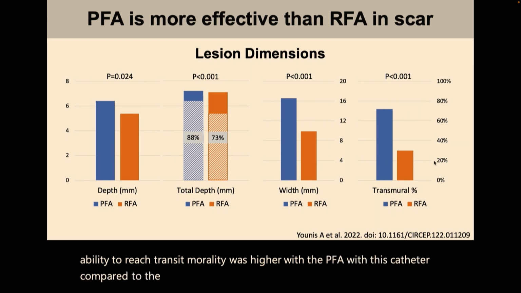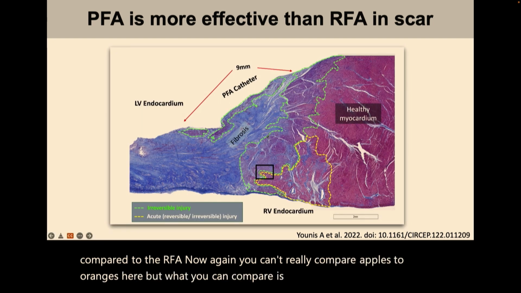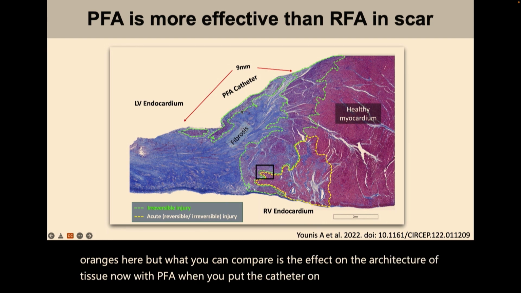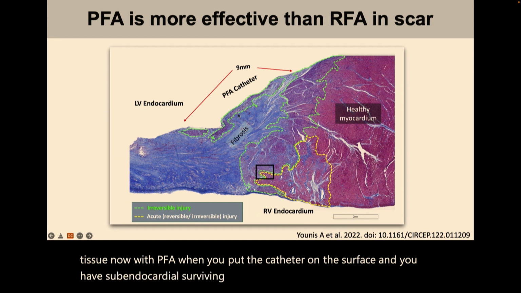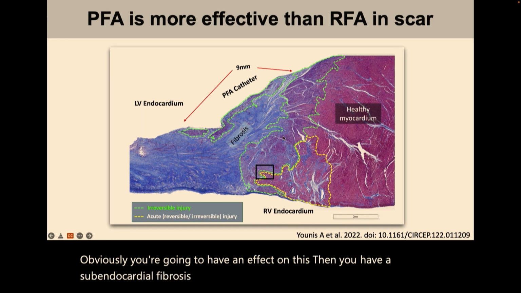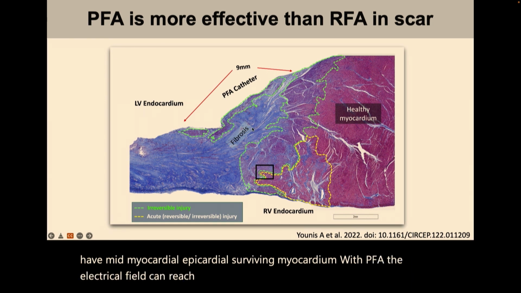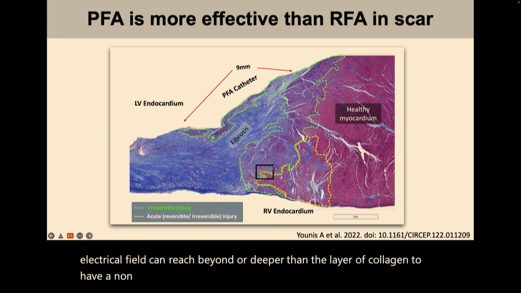Now, again, you can't really compare apples to oranges here, but what you can compare is the effect on the architecture of tissue. Now, with PFA, when you put the catheter on the surface and you have subendocardial surviving myocardium that is marked here with the green dotted line, obviously you're going to have an effect on this. Then you have a subendocardial fibrosis, and underneath the subendocardial fibrosis, you have mid-myocardial or epicardial surviving myocardium. With PFA, the electrical field can reach beyond or deeper than the layer of collagen to have a non-reversible effect on the deeper layers.